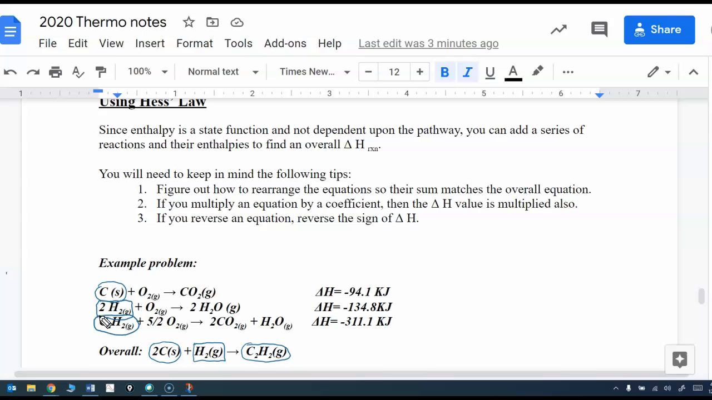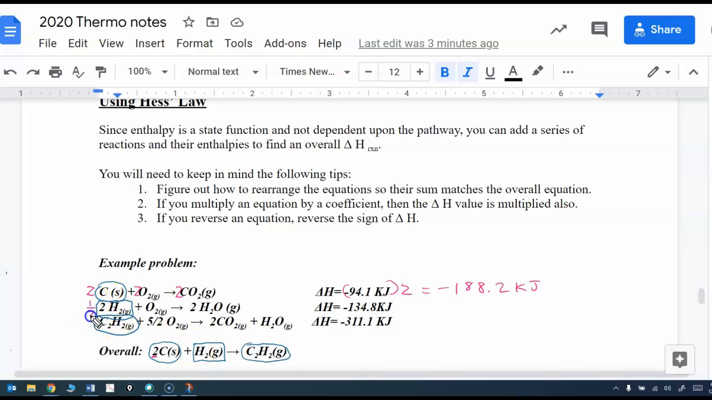Okay, so the first thing I'm noticing is that the carbon is going to need to be multiplied by 2 because of that coefficient right there. So I'm going to multiply the carbon by 2. That means the oxygen also has to be multiplied by 2, as does the carbon dioxide. And that means the delta H would also need to be multiplied by 2, giving me negative 188.2 kilojoules.